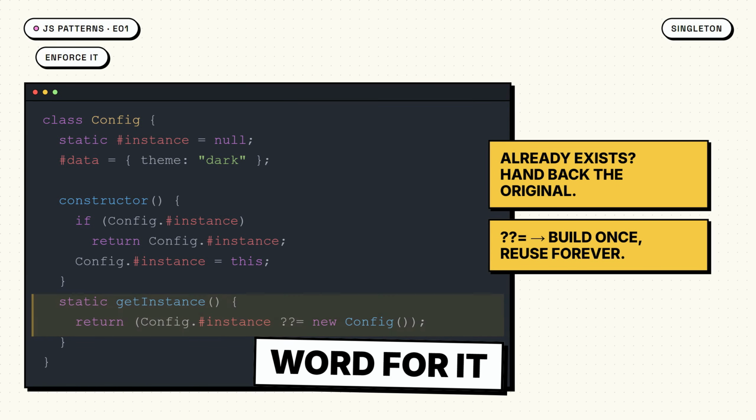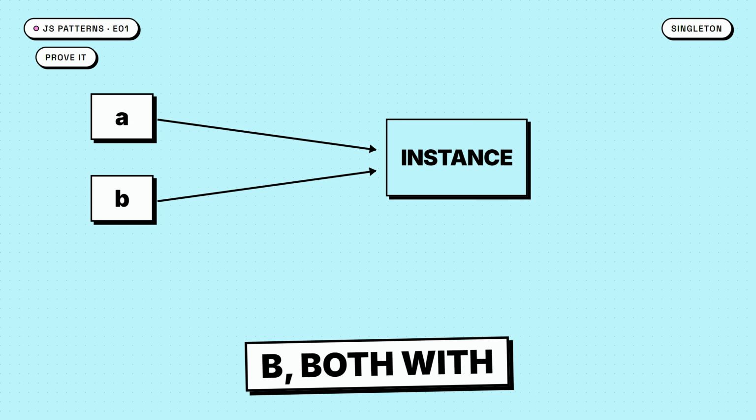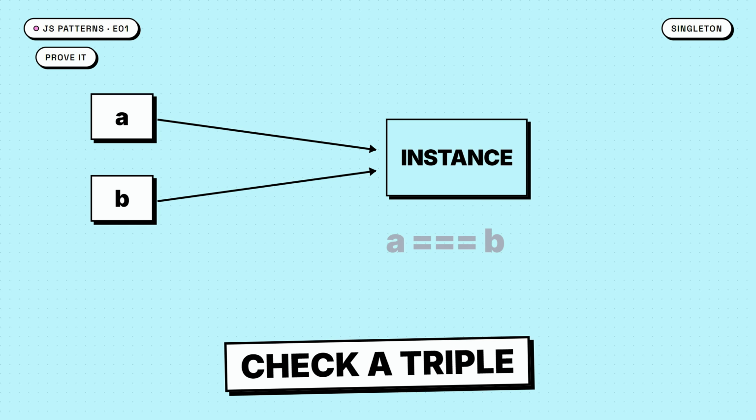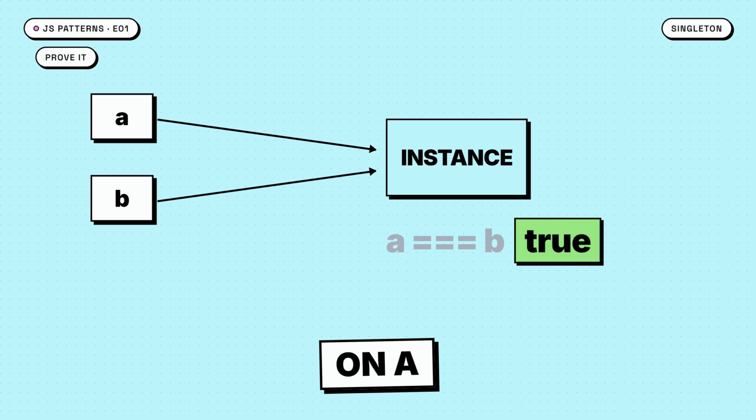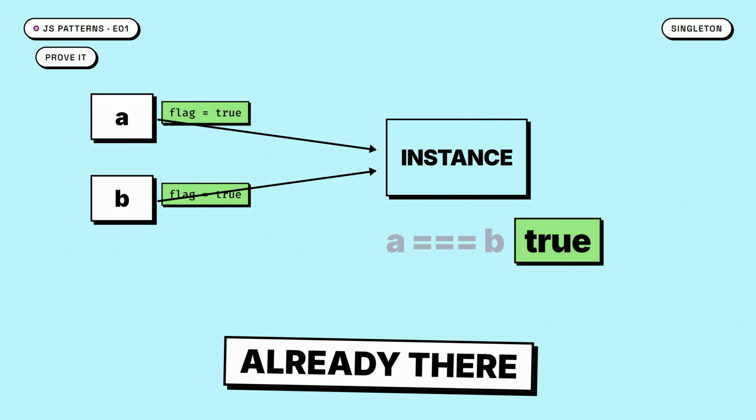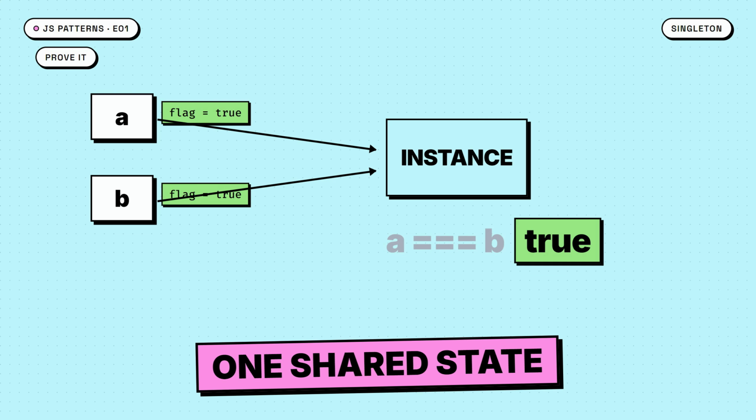Don't take my word for it. Prove it. Make a, make b, both with new. Check a === b, true. Same object in memory. Set a flag on a, read it from b, and it's already there. That's the whole point, one shared state.